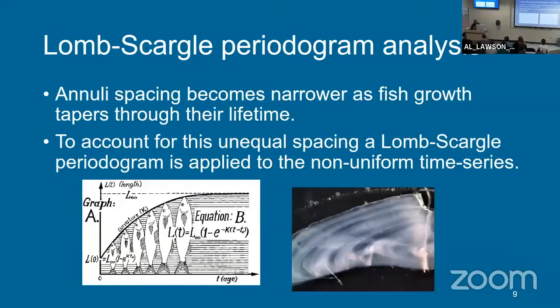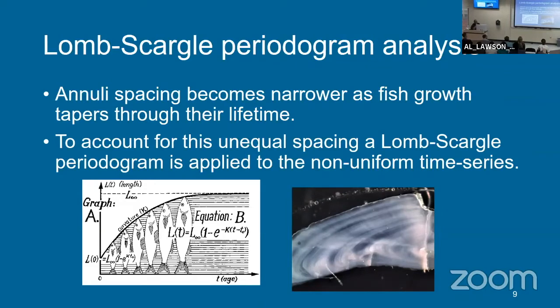The importance of this analysis not being sensitive to global time shifts is that annuli spacing becomes narrower as fish growth tapers through their lifetime, meaning the area chemically analyzed gets smaller as they get older. This lack of sensitivity to time shifts means the Lomb-Scargle periodogram can be applied to our non-uniform time series.